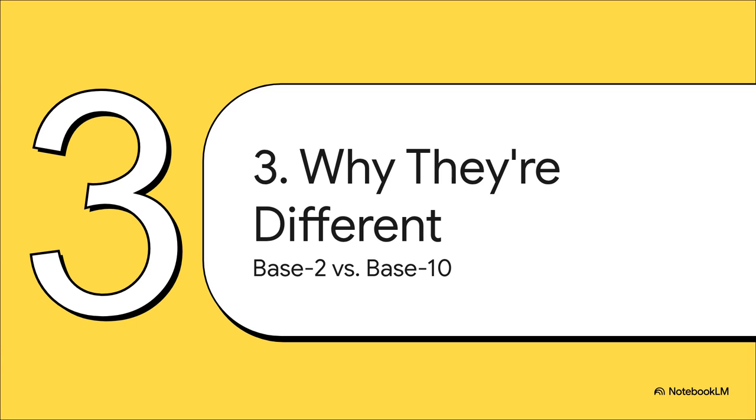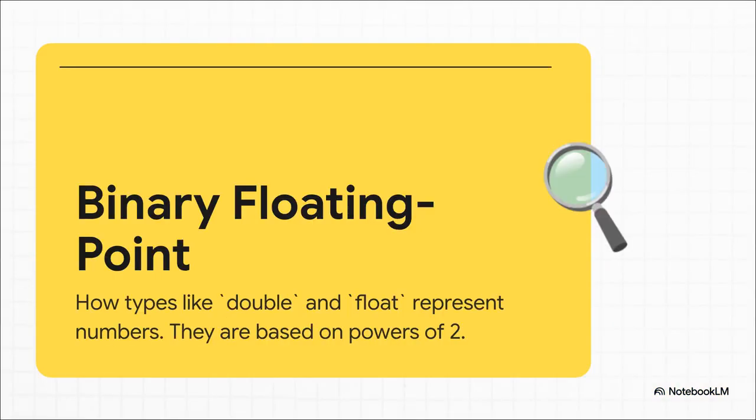So we've clearly established that they are different, very different. But now we get to the really juicy part, why? This is the aha moment that changes how you look at these types forever. Deep down in their silicon hearts, computers think in binary. You know, ones and zeros. It's called base 2. And types like double and float are built to speak this native language. It's super efficient for the processor, but it creates a very, very strange problem.